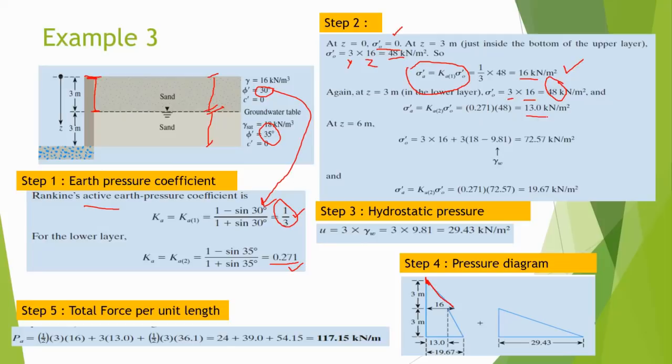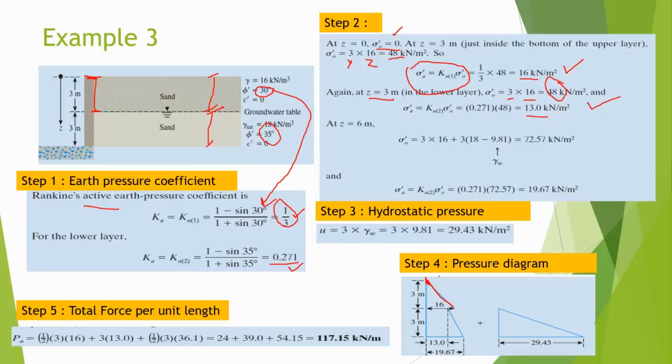So, dekat 3 meter, 3 meter kita buat 2 kali. Tapi berbeza dia punya coefficient. Okay? Tapi kita still ambil yang atas. So, kena faham konsep dia. Kalau angle berbeza ni cara dia. So, bila 13 kilonewton per meter square.